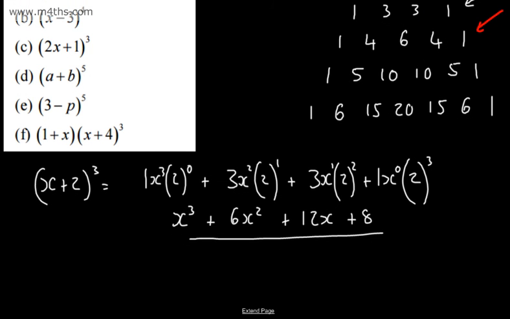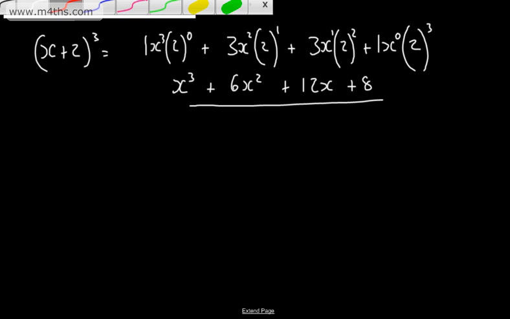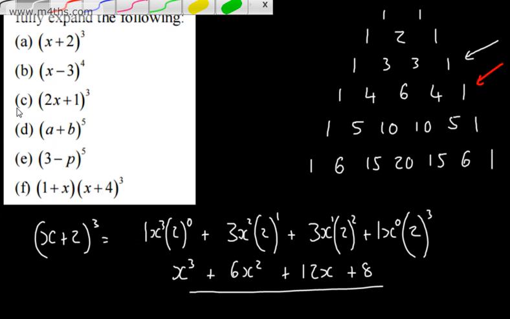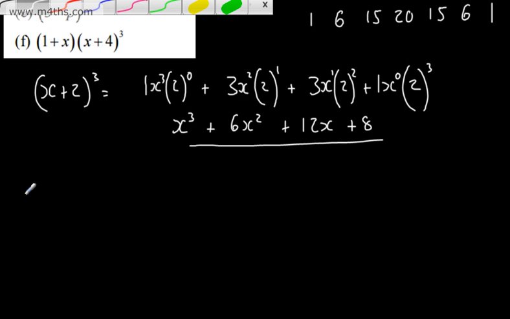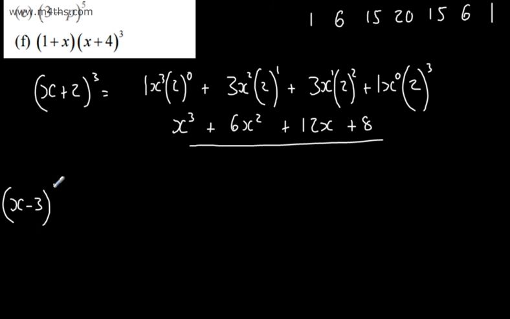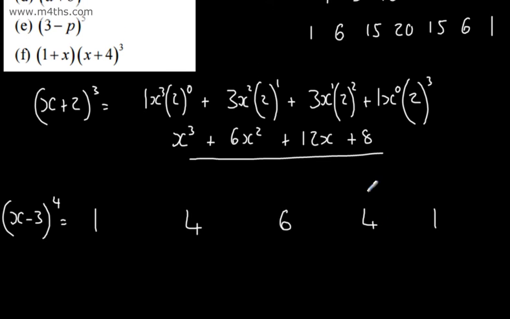Straight off though, I know it's a power of 4, so I'm going to use this line for my coefficients. So let's go ahead and write this out. And we will do that. So what we're going to have then is x minus 3 to the power of 4. So x minus 3, and then we're going to have this now to the power of 4. So I know that I'm going to have now 1, 4, 6, 4, and 1 as my coefficients.